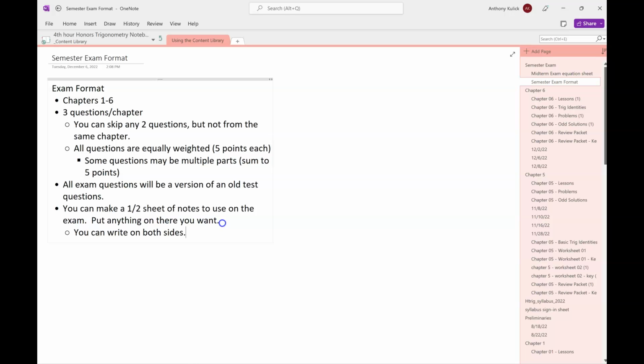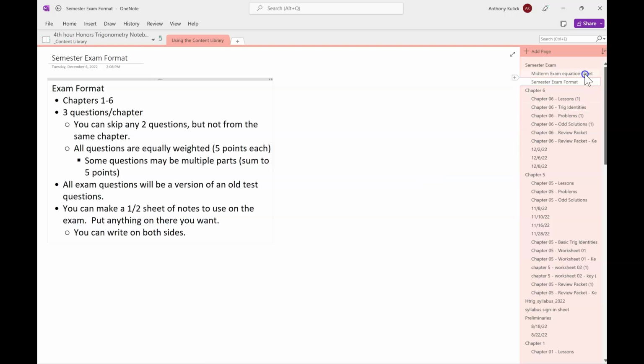Let's see, what else can I tell you? Okay, so to study, what should you study? The old tests, right? What should you put on your sheet of notes? The hardest stuff from the test that you did. Whatever you had the hardest time with, put how to do that problem. You can put whatever you want on your half sheet. I'm not going to look at it. I'm not going to read it.